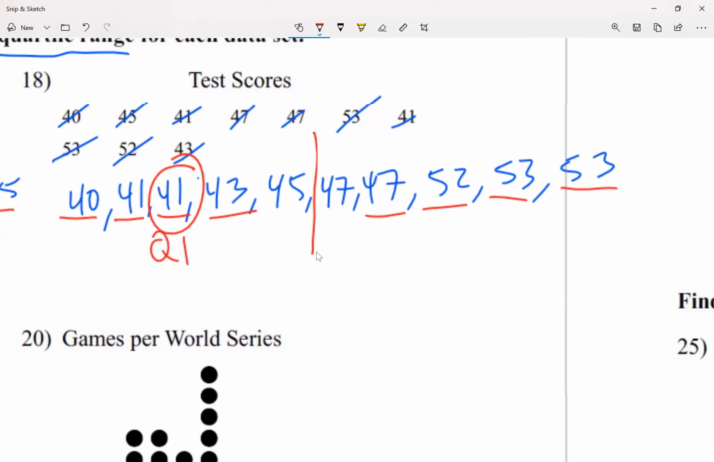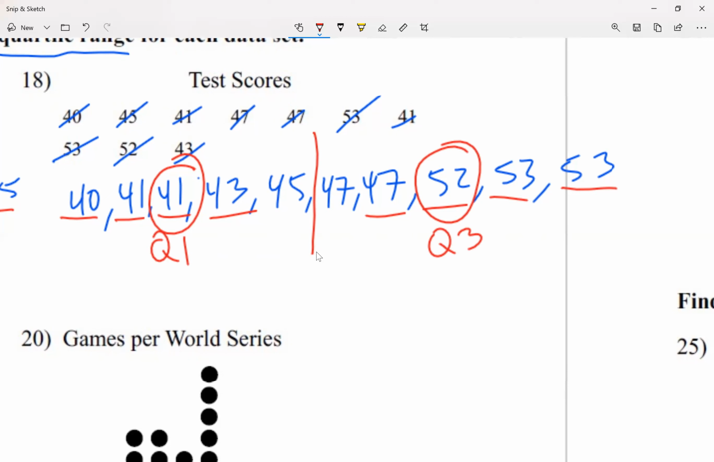On the right side, I'm talking about this side. Let me find the number in the middle, which is 52. And that's what we call quarter three. There's the lower quartile, there's the upper quartile.